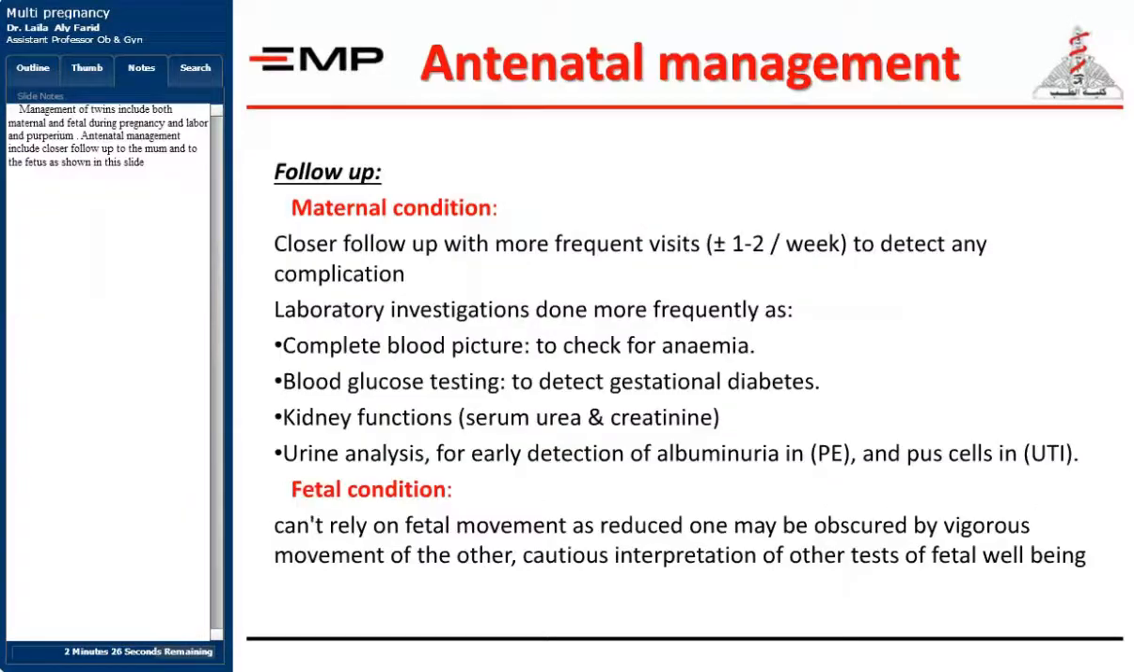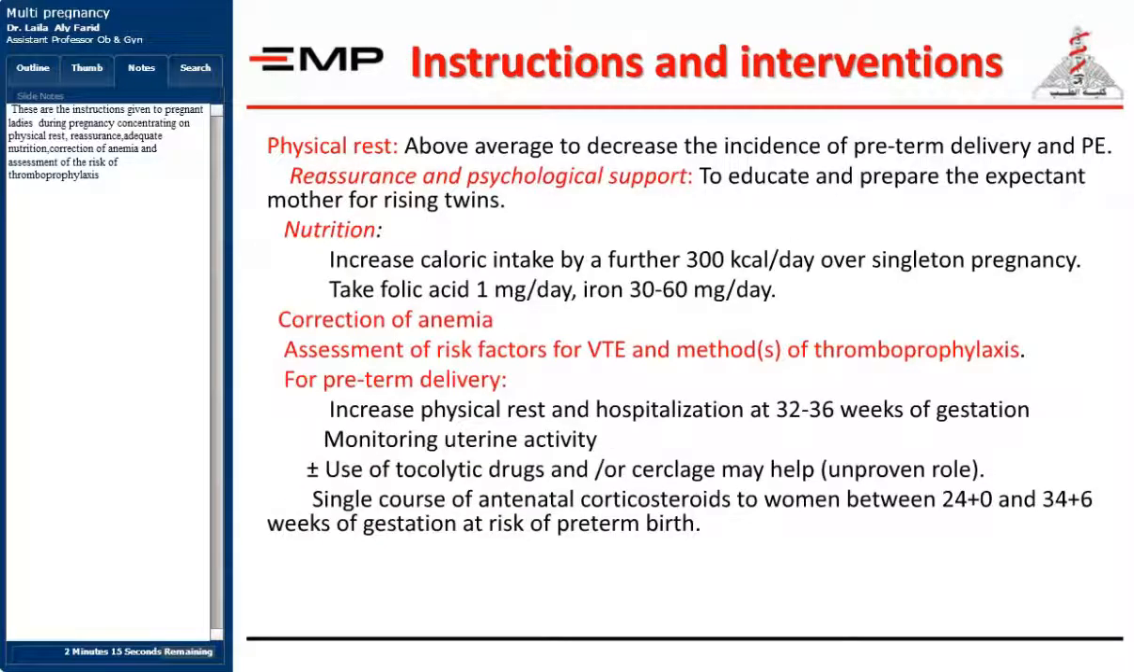Management of twins includes both maternal and fetal management during pregnancy and labor and puerperium. Antenatal management includes closer follow-up of the mom and the fetus as shown in this slide. These are the instructions given to pregnant ladies during pregnancy, concentrating on physical rest, reassurance, adequate nutrition, correction of anemia and assessment of the risk of thromboprophylaxis.